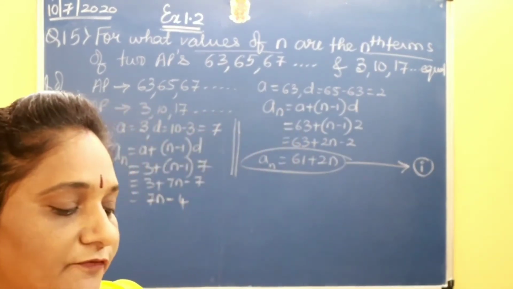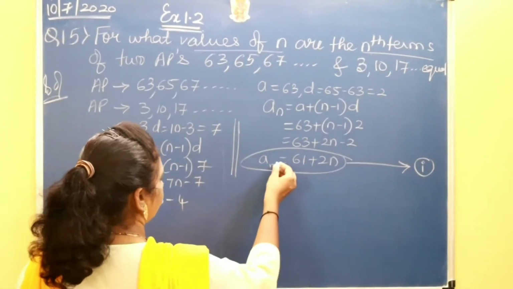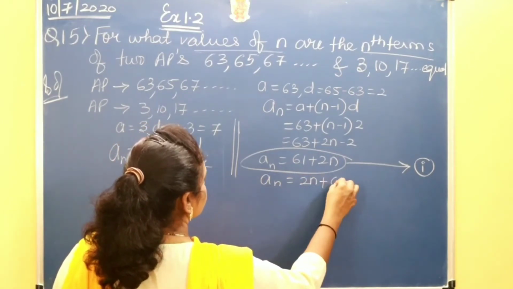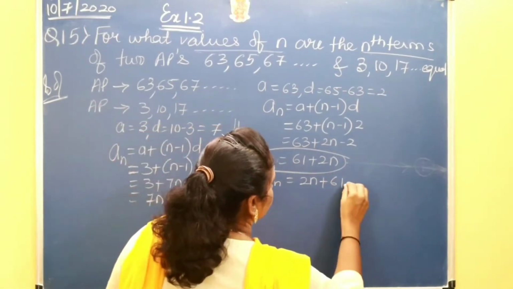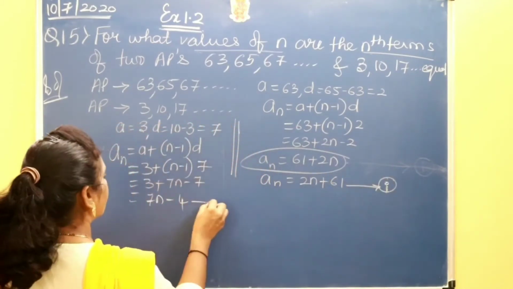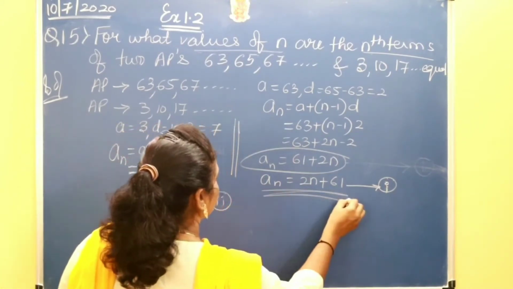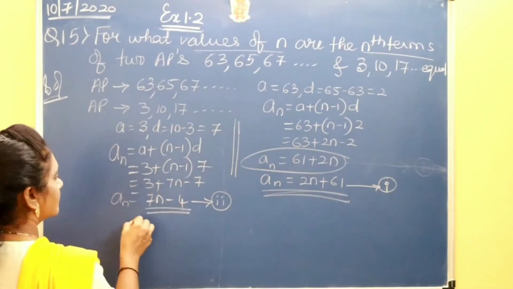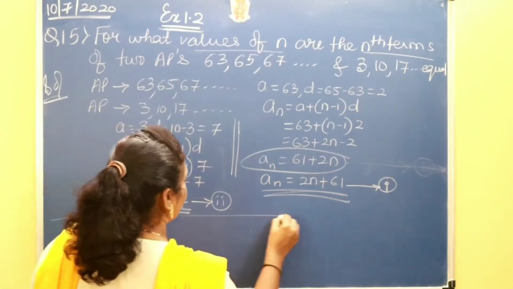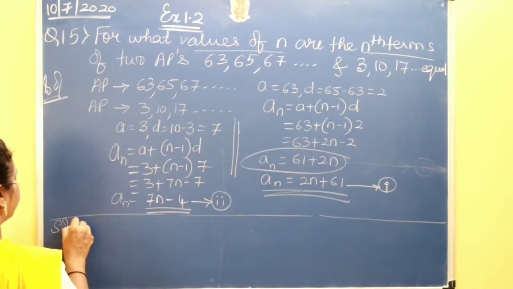The first one also, if you take it as first n and then the constant term, it will be 2n plus 61. So this is the first thing you got, and this is the second thing you got. These are your an's. Now consider these two and solve them.